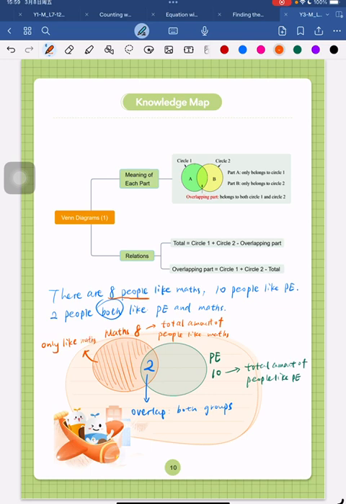Then how many people only like math? We know the whole circle is 8 people and 2 people like math and PE. So we want to focus on the people who only like math. We should use the 8, take away the overlap part. So there are 6 people who only like math. And the same for the PE side. We would have a moon shape on the right hand side. So these are the people who only like PE.